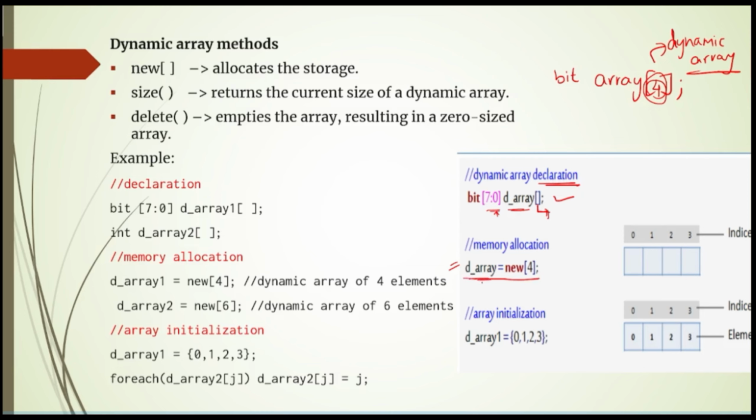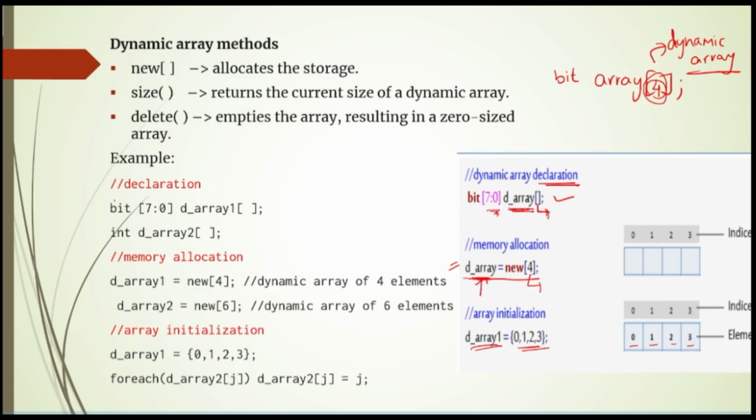So what is my array? You can just allocate it in this way: d array, that is the name of the array, equal to new of 4. Since you have given 4, 4 memory locations are allocated. Clear? Now after allocating, you need to initialize the values. Initialization is nothing but assigning the values, just like how you do it in a static array. So these are the values you are assigning for this particular array.